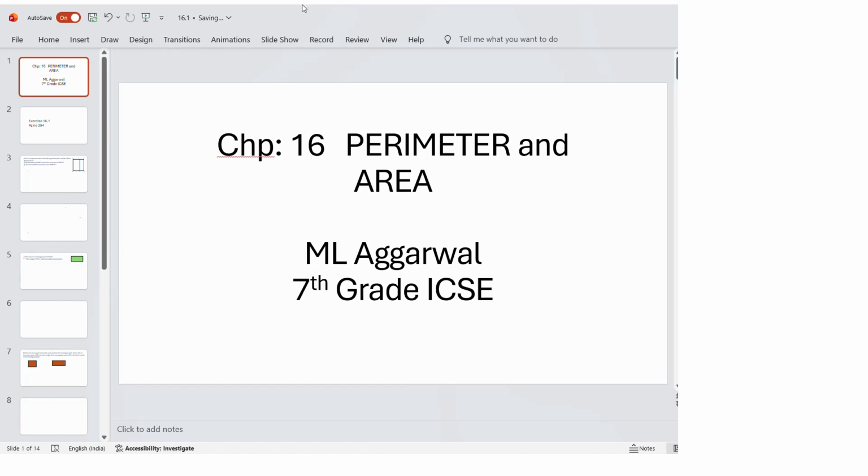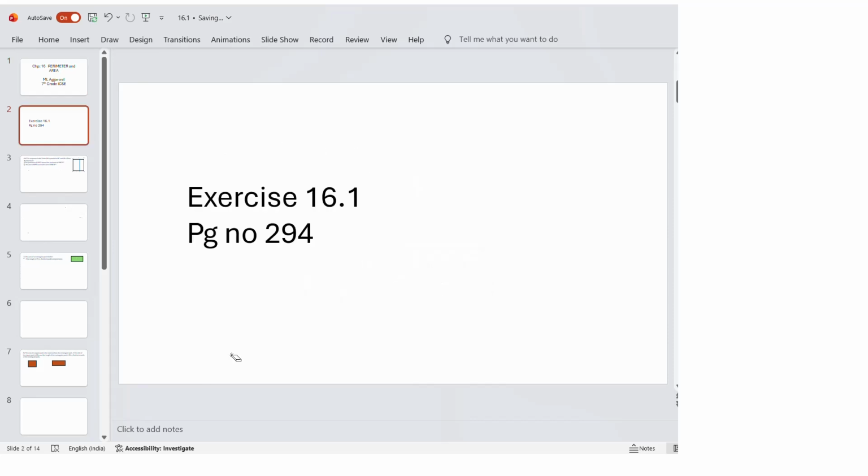We are dealing with chapter 16, perimeter and area, from the publication of ML Aggarwal, 7th grade ICSE. We already know a few of the formulas, and as we go through the video we will revise them. Now we are going to look at exercise 16.1 directly. It's on page number 294.